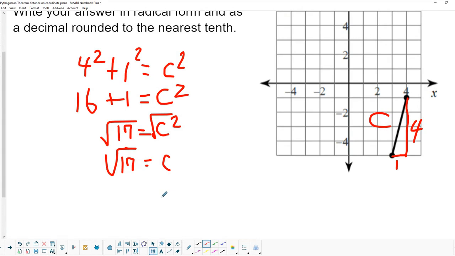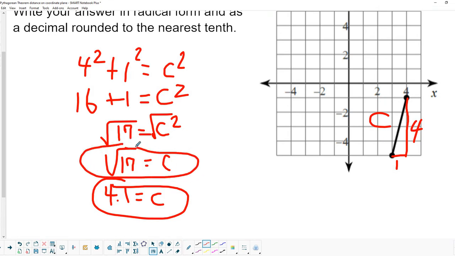And then when I do the square root of it, I do the 17 square root, and I get 4.1 when I round it to the nearest tenth. So 4.1 is my answer when I round it to the nearest tenth. The square root of 17 is my radical form of the answer.